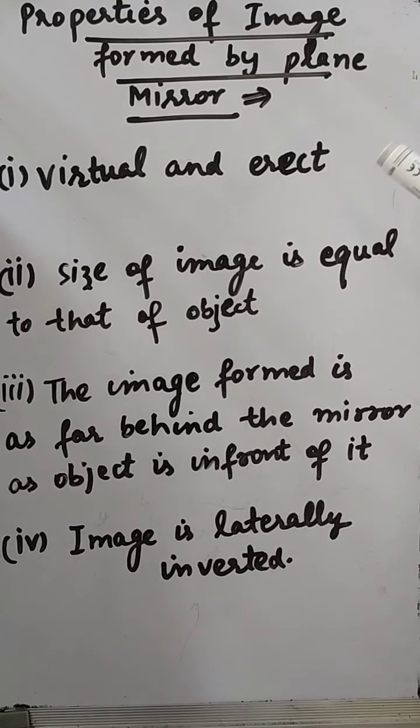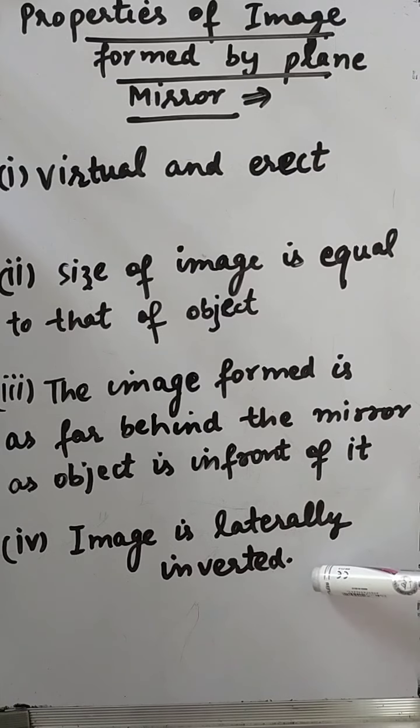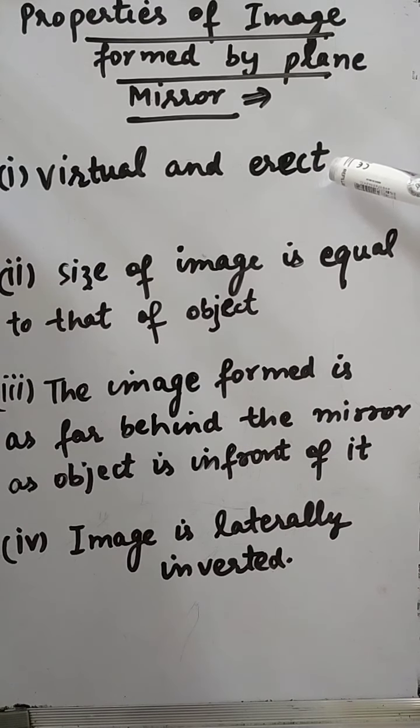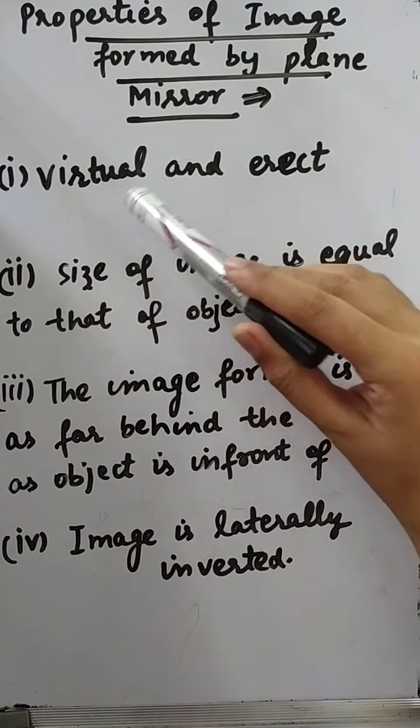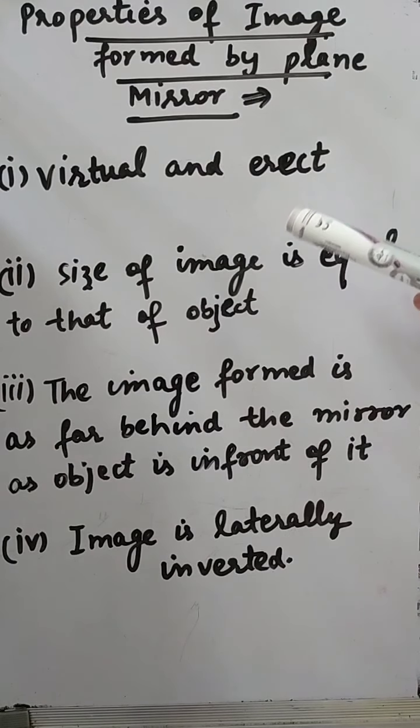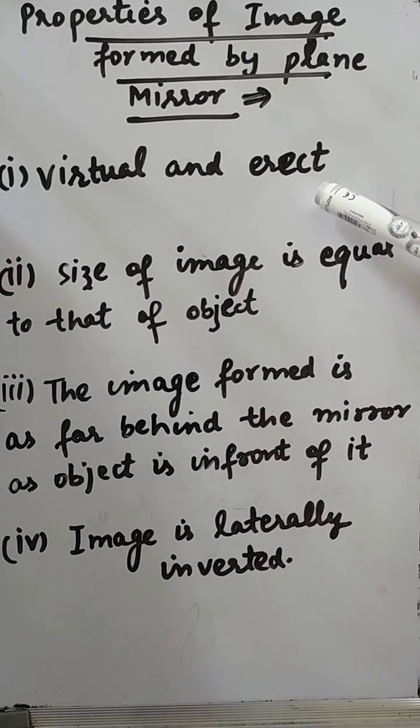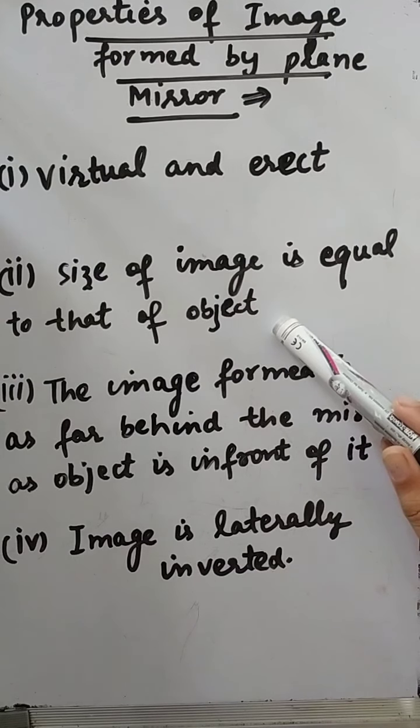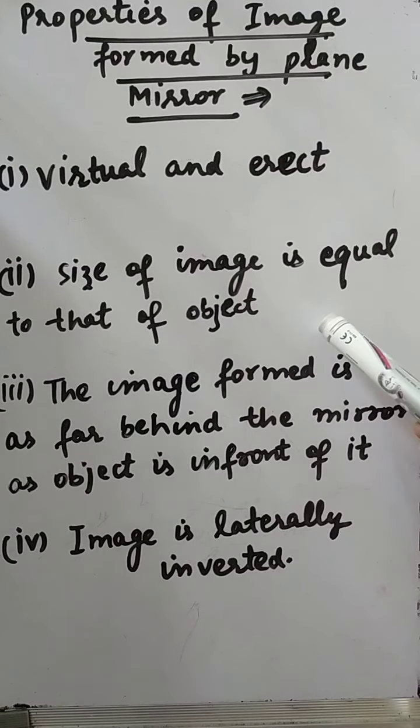So these are some properties of the image that is formed by the plane mirror. First property is that the image formed is virtual and erect. Virtual means the image that is formed cannot be recorded on the screen, and erect means the image formed is straight. As the object we keep in front of the mirror, the same kind of straight image can be seen on the mirror. Second, size of image is equal to that of the object.